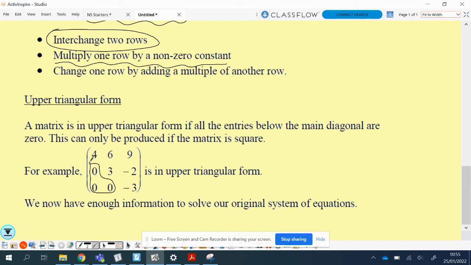Okay, so we're actually going to look at an example now, and we're going to look at how we're going to solve it. So we'll start off with the same question that we actually began with, the same system of equations.